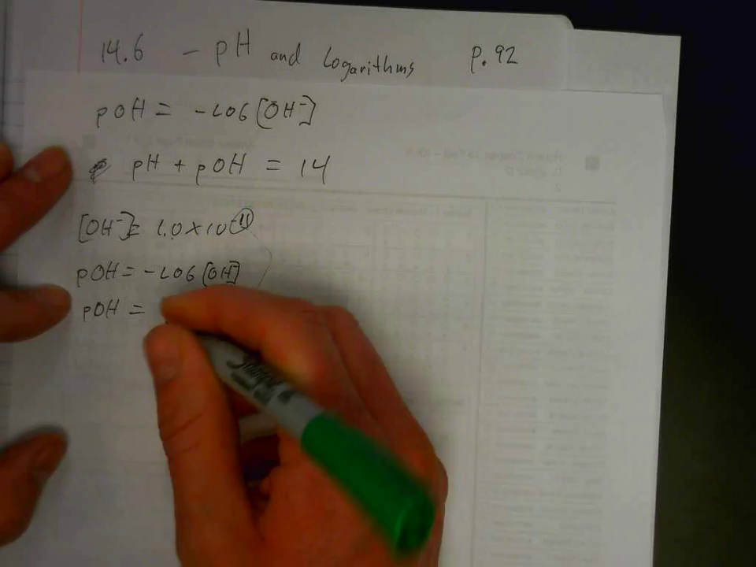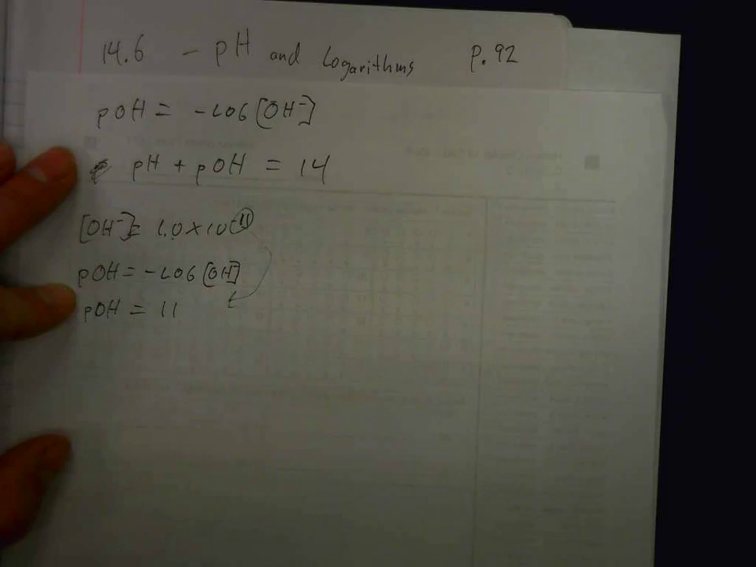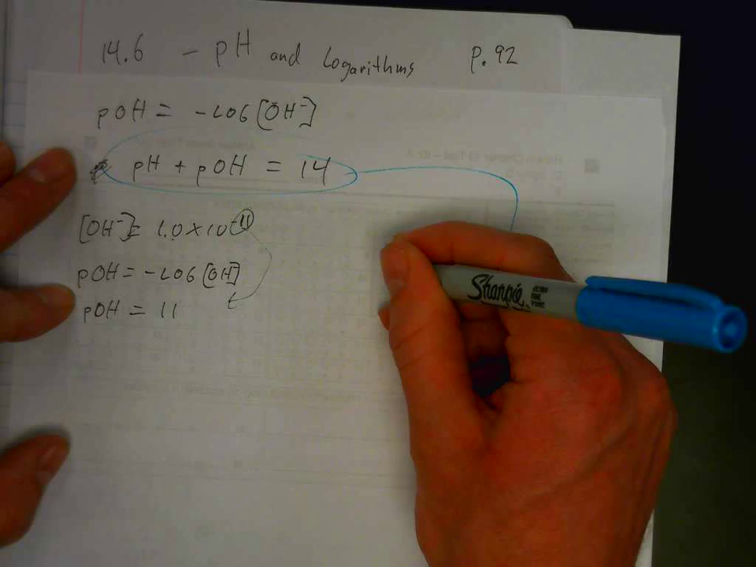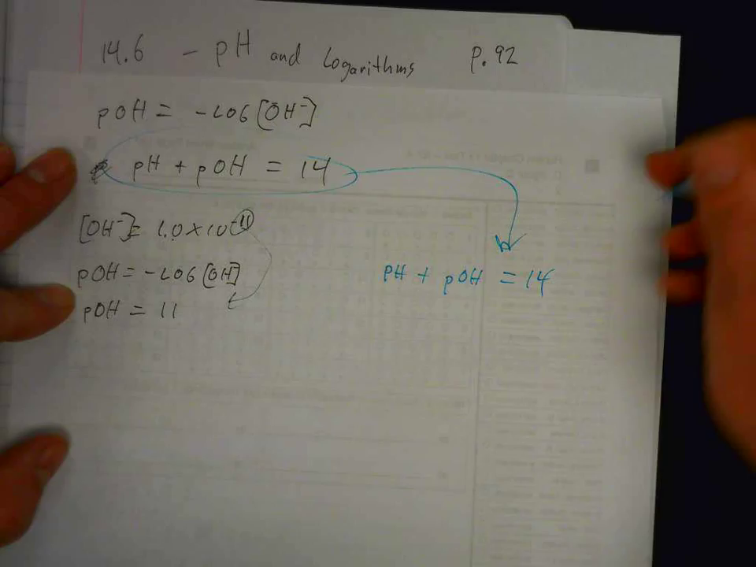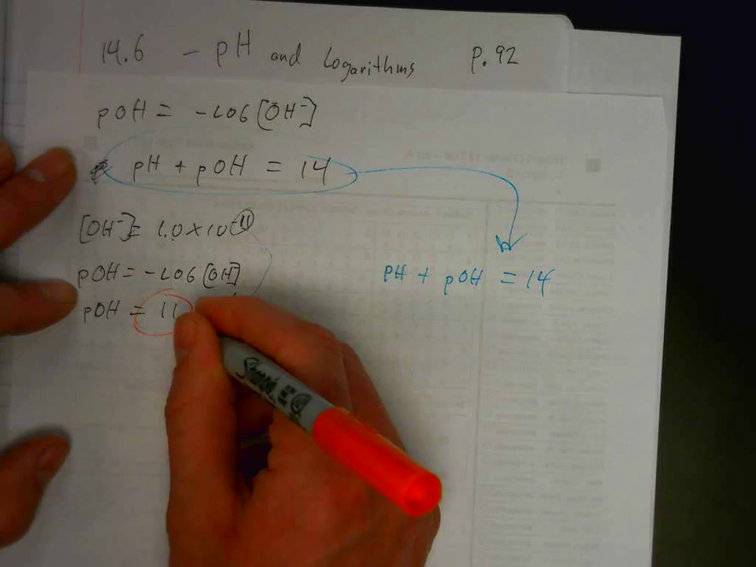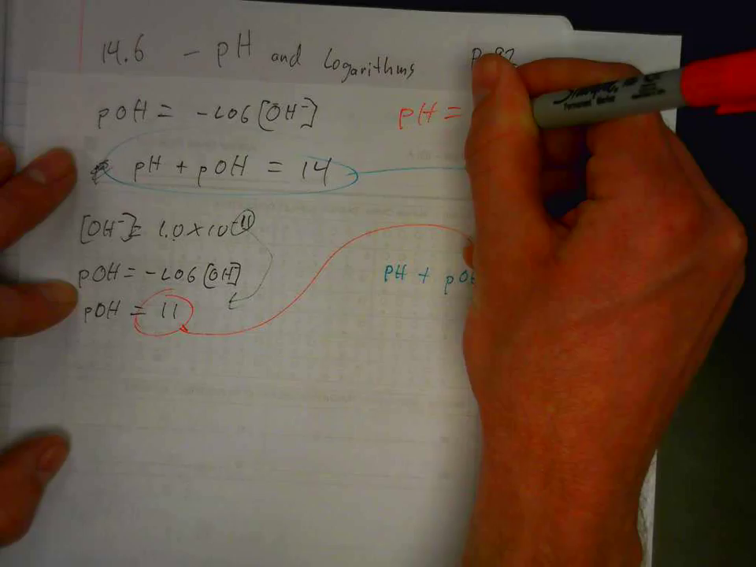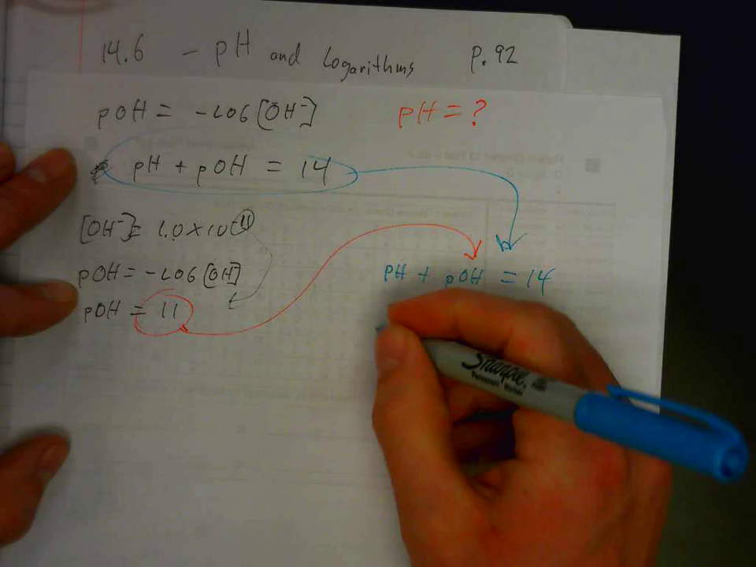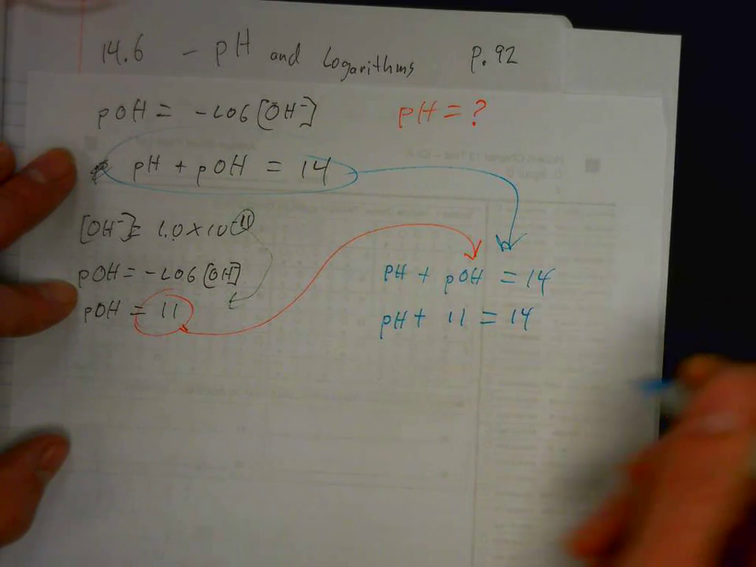Now, we just wrote an expression over here that pH plus pOH is 14. We know the pOH. The problem asks for the pH. Now it's just a simple matter of subtraction. pH plus 11 equals 14. Or in other words, the pH is 14 minus 11, or the pH is 3.